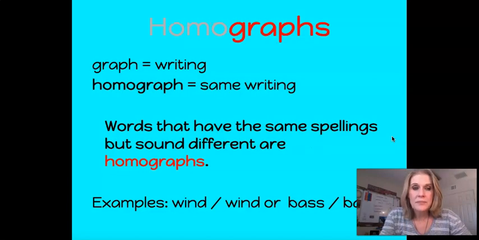Okay, and homographs. Now when you're looking at a graph, it's something that you look at. It has to do with writing. So homographs have the same writing. So words that have the same spellings but sound different are homographs. And these are words that you would use your context clues to help you figure out how to say. For example, wind or wind, or bass or bass. Pause if you need to, write it down. Okay, we're going to go on to some examples.